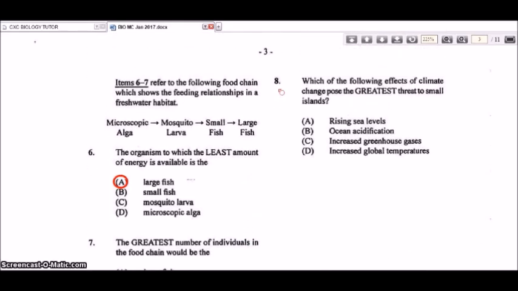Question 8. Which of the following effects of climate change pose the greatest threat to small islands? So out of those options there, it would definitely have to be the rising sea levels, which can affect the coastlines.